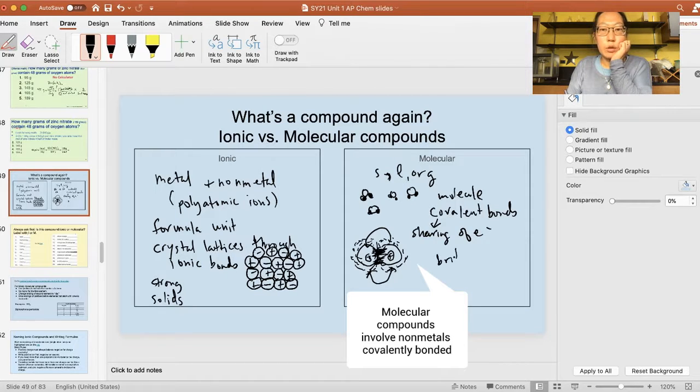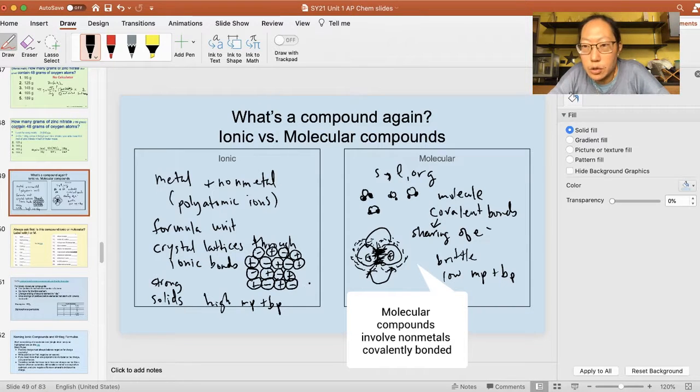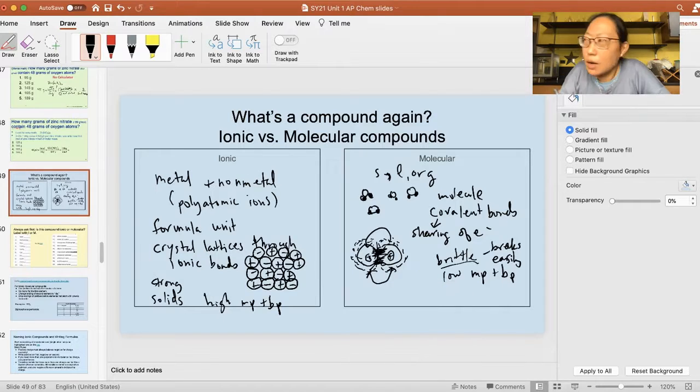They're usually brittle. They have pretty low melting points and boiling points, whereas ionic solids have very high MPs and very high BPs. Okay, any questions on that? Just kind of the characteristics of these two types. About, I don't know, things like bread compared to salt. I guess you've only seen salt as a powder, but salt is really hard.